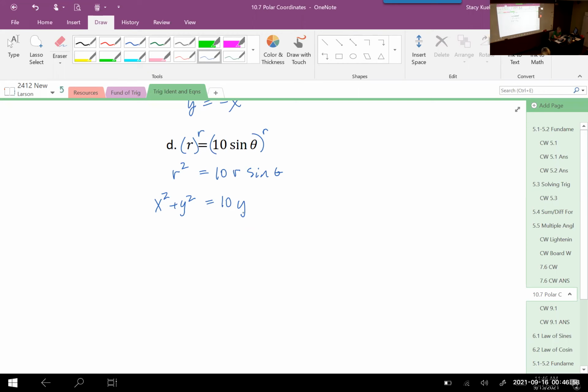And in this equation, I am going to take all the variables over to the same side, because I want to put it in its simplest form. So x squared plus y squared minus 10y is now equal to 0. Leave yourself a little gap right there. X squared plus y squared minus 10y is equal to 0.